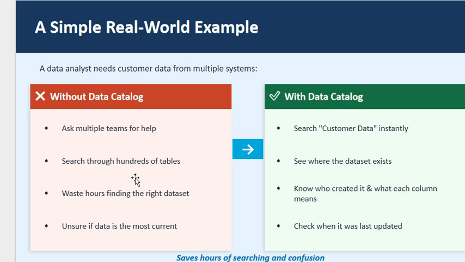So with a data catalog, you search customer data instantly and see where the data set exists, know who created it and what each column means. Check when it was updated. So this organized, structured data catalog simplifies the whole team's job and improves the team's performance as well, and teams will also get the latest up-to-date information.